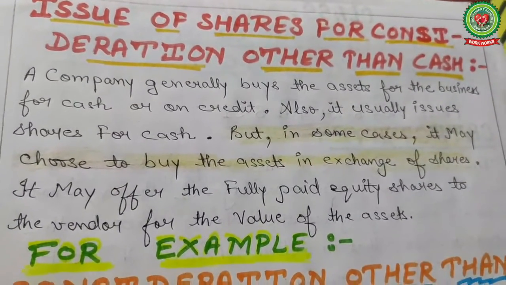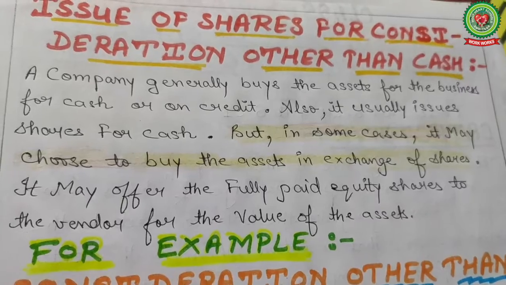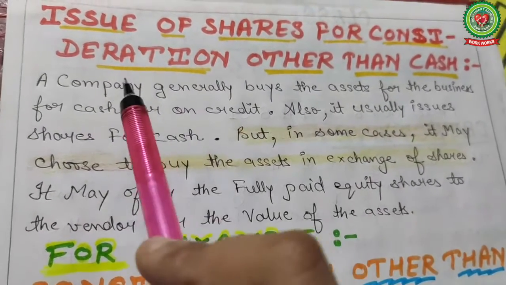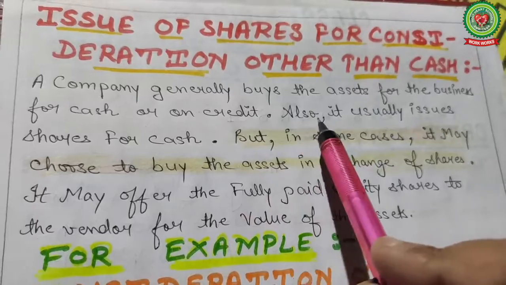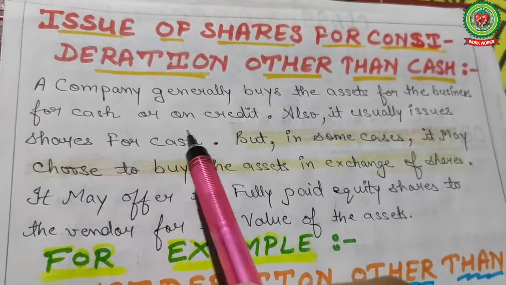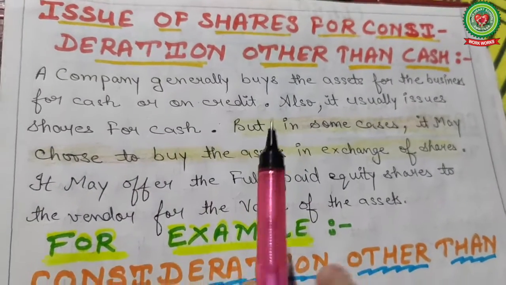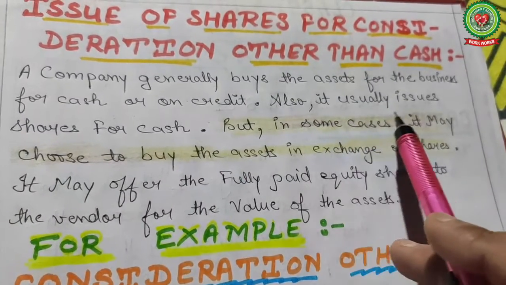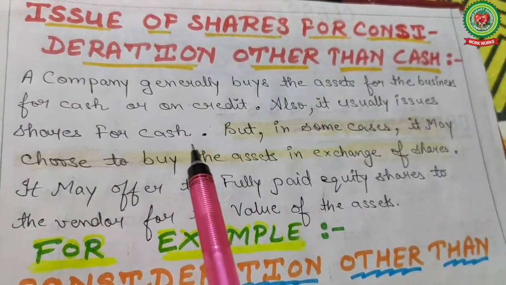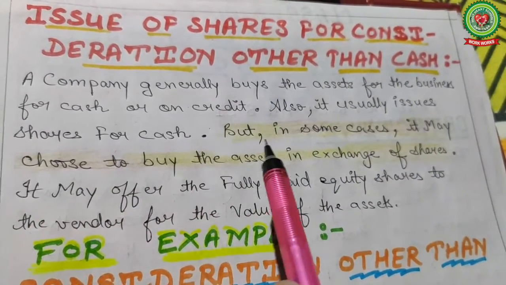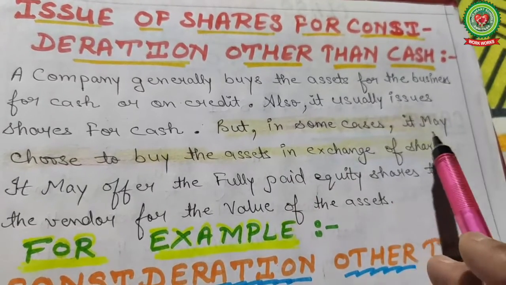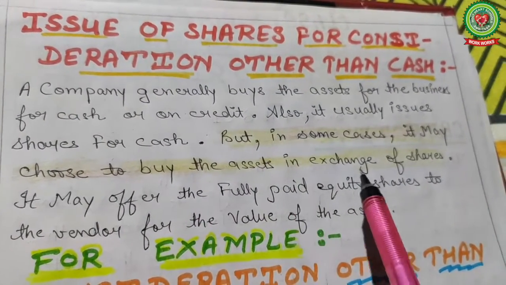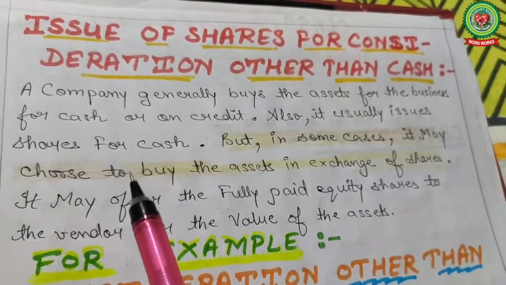Issue of shares for consideration other than cash. Now what is the meaning of issue of shares other than cash? A company generally buys assets for the business for cash or on credit. It usually issues shares for cash also, but in some cases it may choose to buy the asset in exchange for shares.